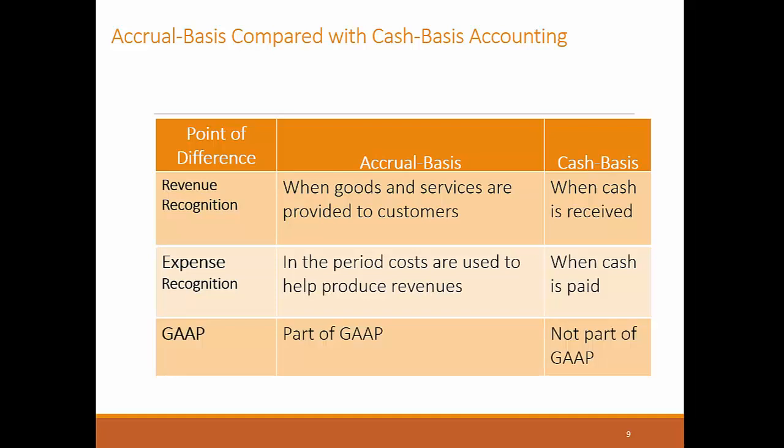Why? Well, because the accrual basis of accounting is part of GAAP, and as we remember from a previous chapter, GAAP is generally accepted accounting principles. So when we report things on our financial statements, we need to be following the same rules as all the other companies, and the rule is that we use accrual-based accounting.